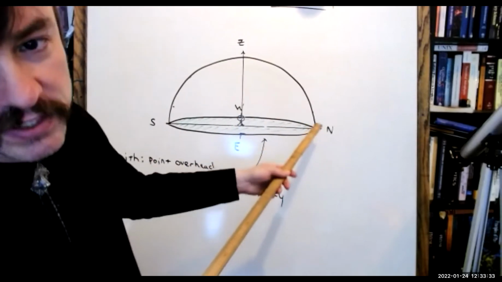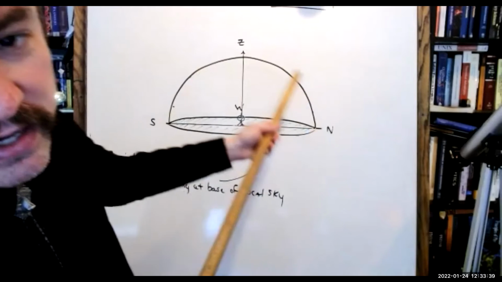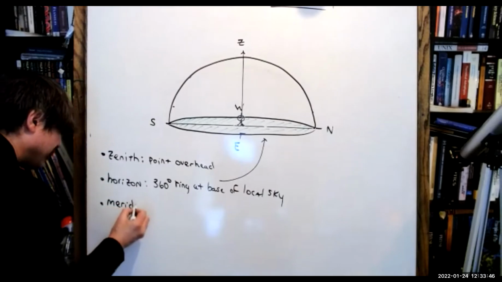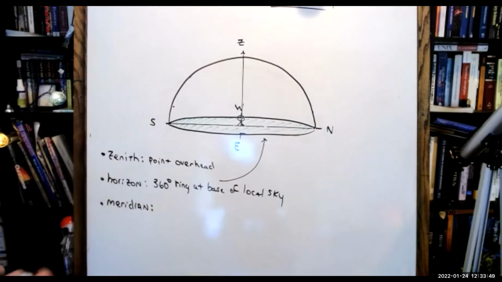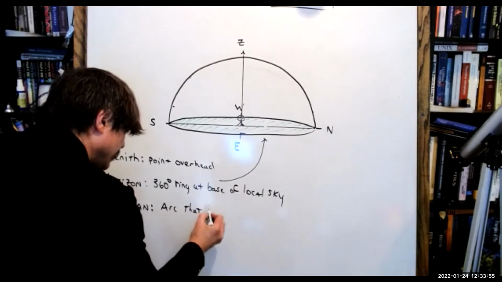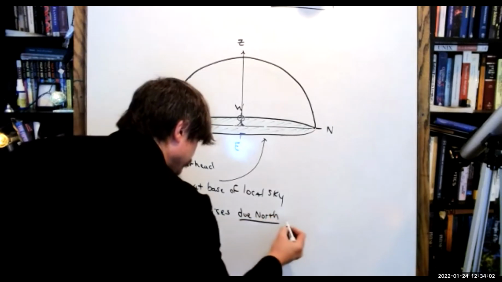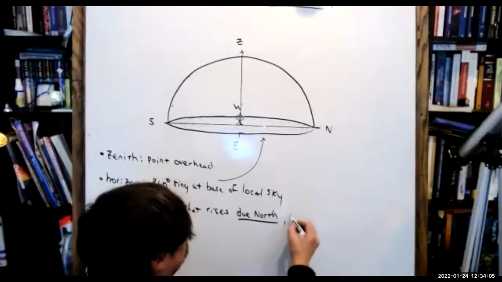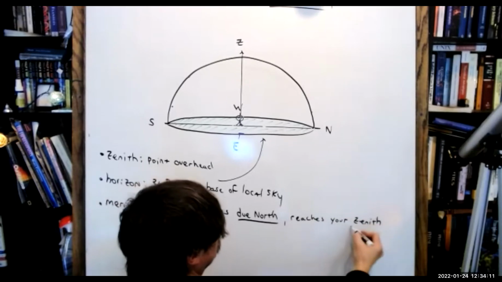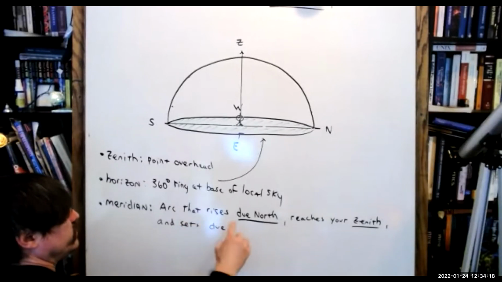We also have a vocabulary term to describe an arc that runs from north to south through your zenith. And it's basically the kind of dome that we just drew in there. And that's called your meridian. Very important vocabulary term. The meridian is a semicircle or an arc that rises due north, reaches your zenith, and sets due south.